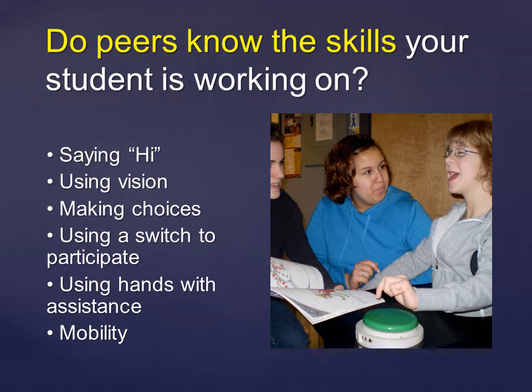Students on modified programs are usually working on skills designed to increase their participation and the quality of their lives. Do your classmates know which skills your student is working on? If they don't, how will they know how to interact in a meaningful way with your student? These classmates are assisting this student to use her voice output device and to touch the picture in the book they are reading.